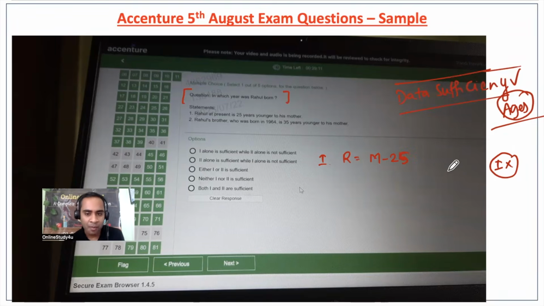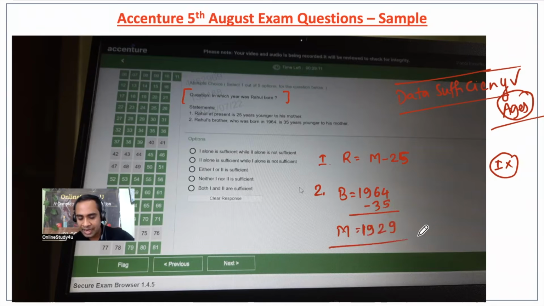When the mother was born, we cannot say. Now statement 2: Rahul's brother, who was born in 1965, is 35 years younger than his mother. So from here we will be easily able to find out the mother's date of birth, right? The mother would have been born 35 years before, so it becomes 1929. So the mother was born in 1929.